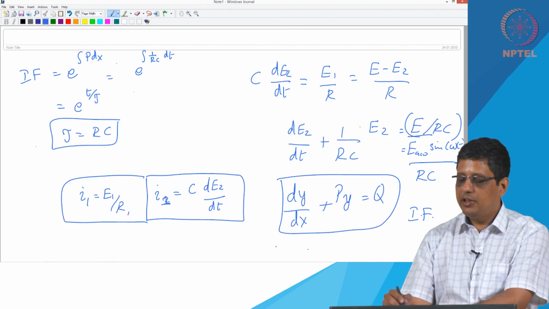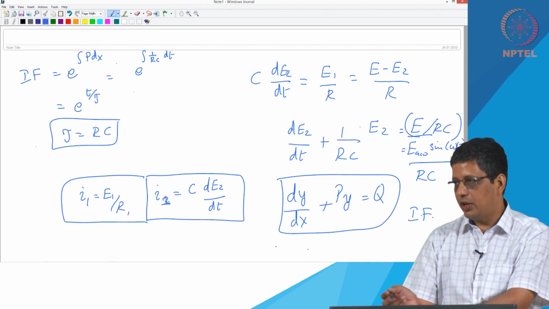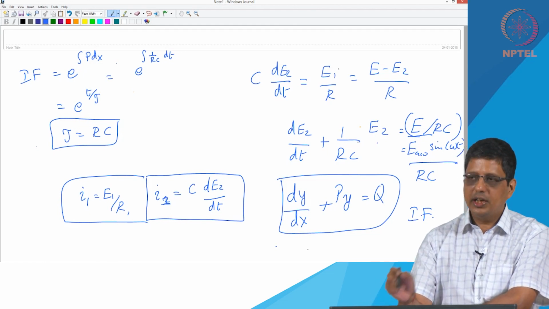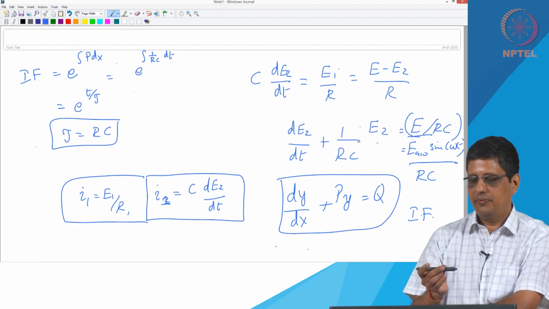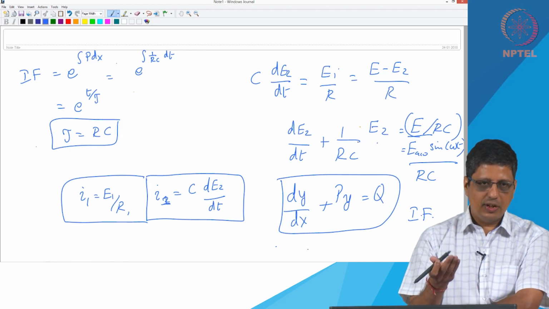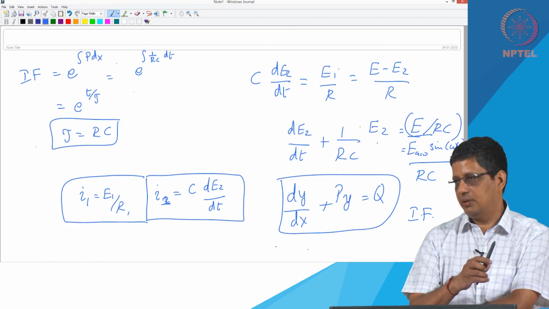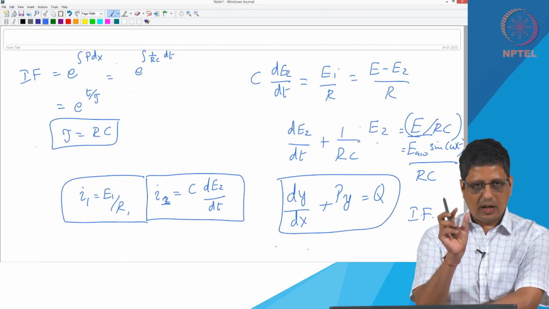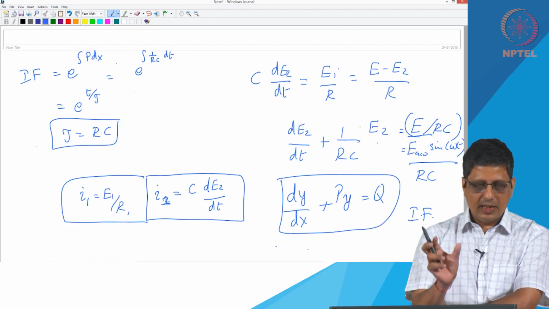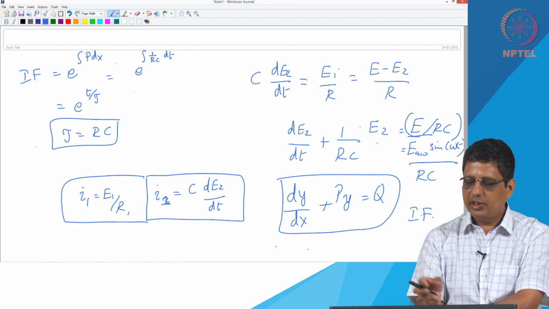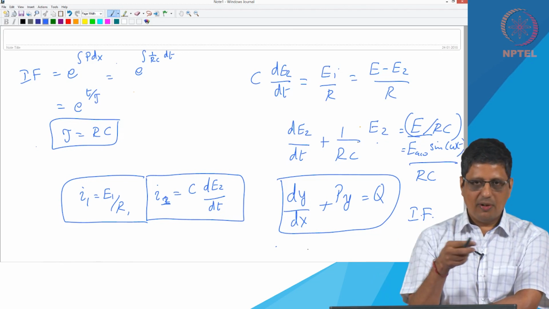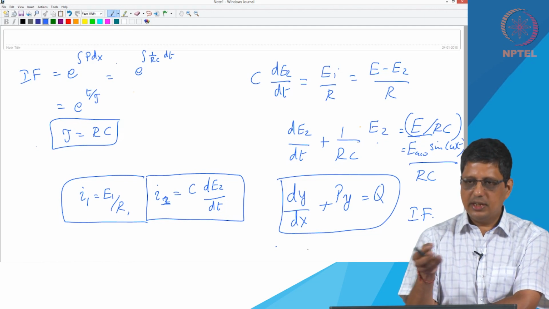Basically, I am expecting that we should be solving this equation and getting the answer for E2. Once you get E2, you can get E1, and once you get E1, you can get the current value very easily. We should expect to get the same answer that we got by using the complex notation. If it is in series, we should get R plus 1 by j omega c. Effectively, whether you use this complex notation or whether you use the differential equation, when we plot the current or when we plot the impedance, we should get the same answer.